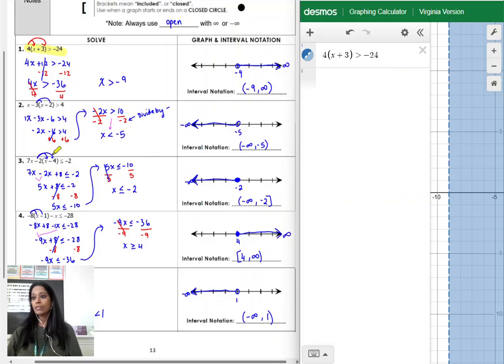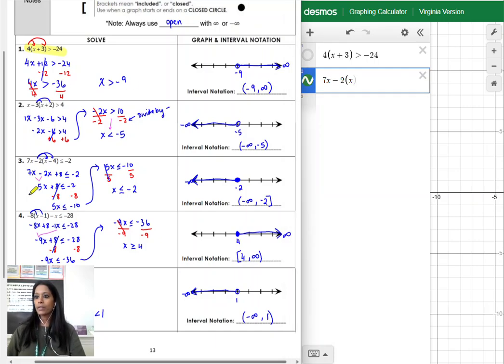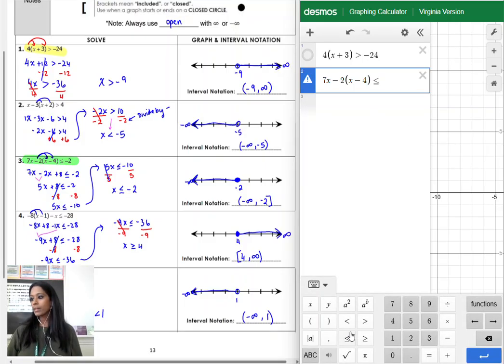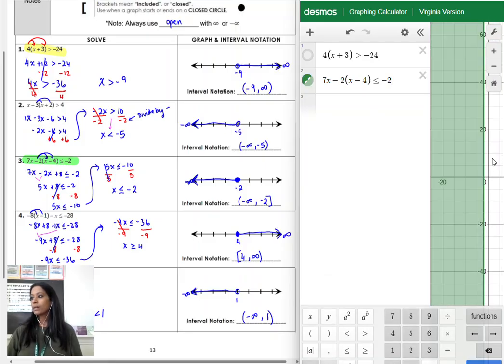If it's a closed circle, for example, like number 3, let me go ahead and do that one. I'm not going to erase it, I'm just going to ungraph it for us. So I'm going to put problem number 3 in Desmos and then show you how that works. 2x minus 2, parentheses x, I'm doing this one right here. Okay. x minus 4 is less than or equal to, you can find the symbol here. I like to just type it in, it's easier for me. Negative 2.